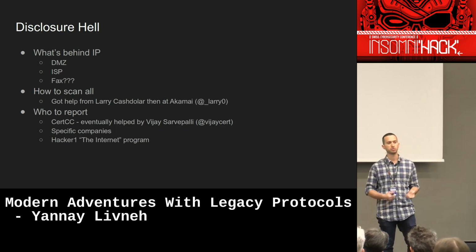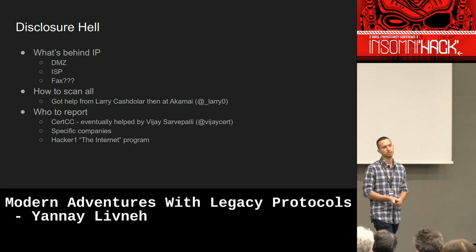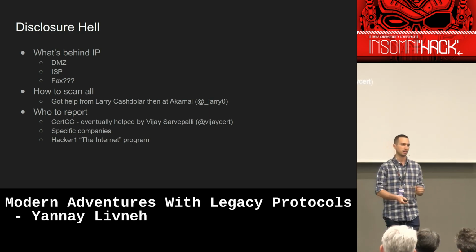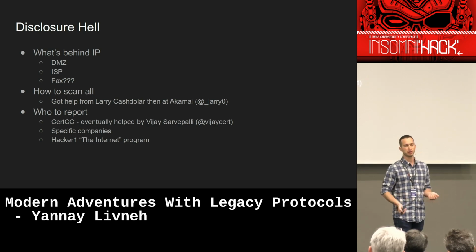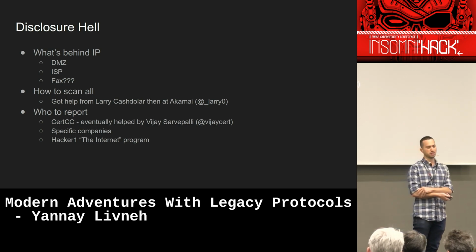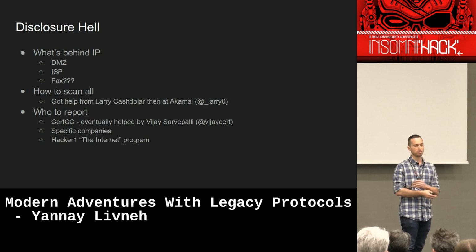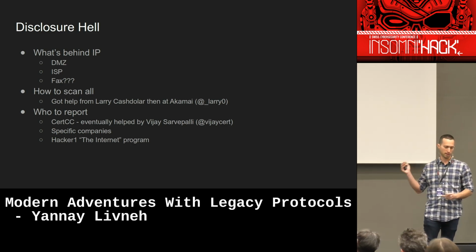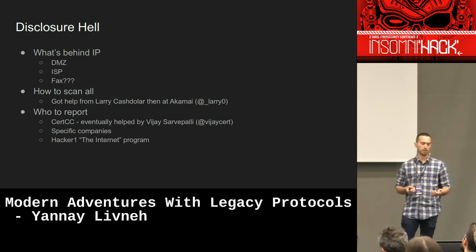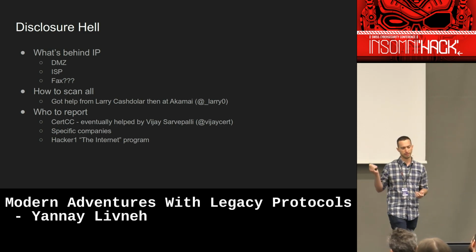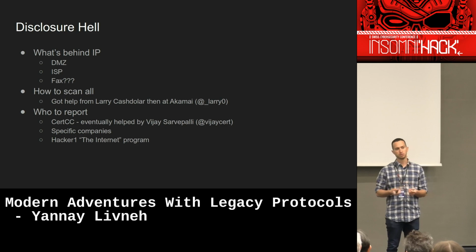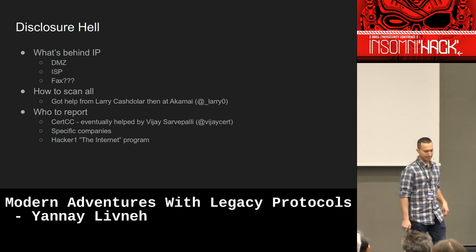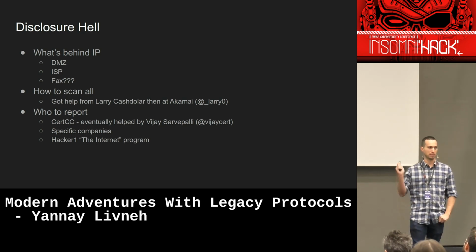Larry Cashdollar, who was working in Akamai security, I reached out and asked for help, since Akamai is an internet stakeholder, I think, and they helped me to scan the entire internet. So the list of 150,000 IP addresses came from Akamai, and they also got me in contact with CERT/CC. So this guy, Vijay from CERT/CC, helped me to disclose the vulnerabilities to various companies. And let's talk about how that went.